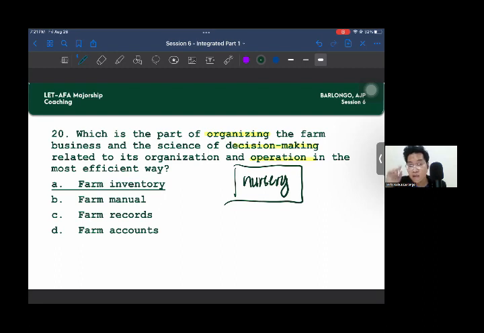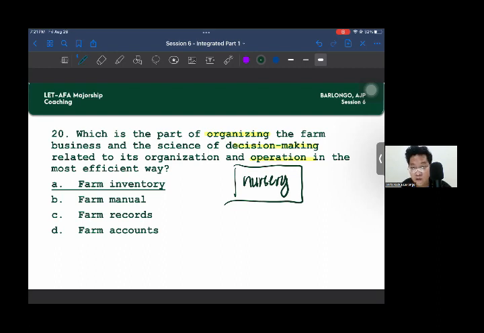Next, decision making. Kapag sinabing decision making, ano yung mga kailangang gawin? Alin dito yung pinakamalapit na factor? Paano makaka-affect yung farm inventory sa decision making? For example, when you are taking note of the number of, kunwari, pesticide na meron sa isang farm, kailangan na bang bumili ng more pesticides or hindi pa? So kapag sobrang dami pa sa stock, kung marami ka pang supply, hindi ka na bibili. Or kapag wala na, bibili ka na. So that's part of the decision making.